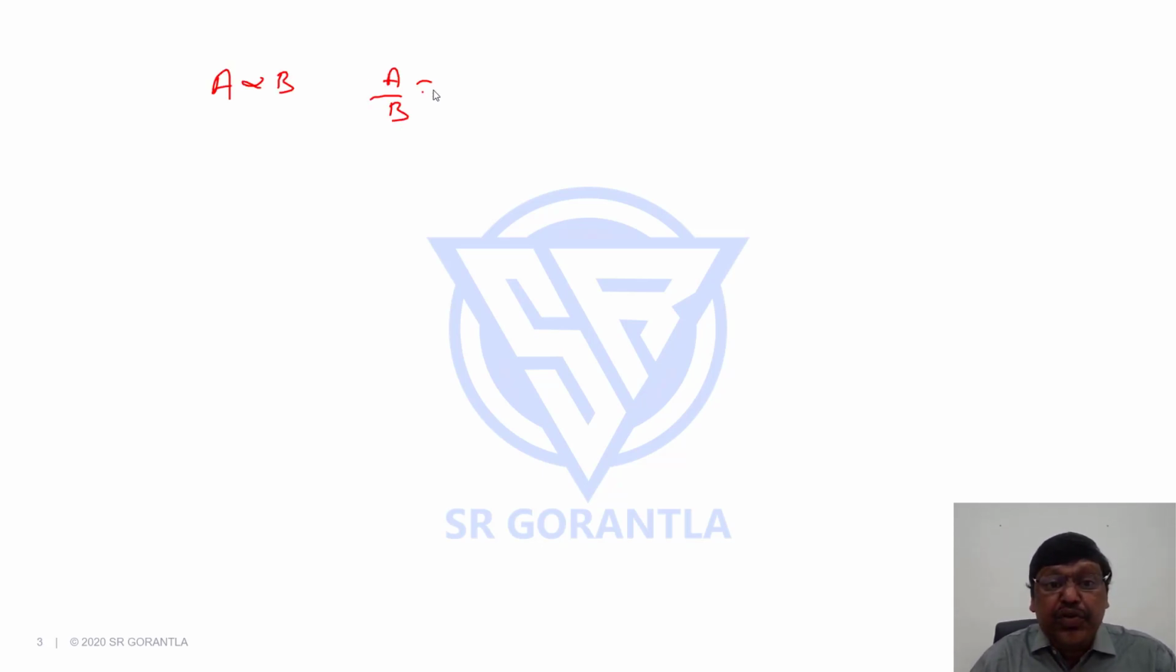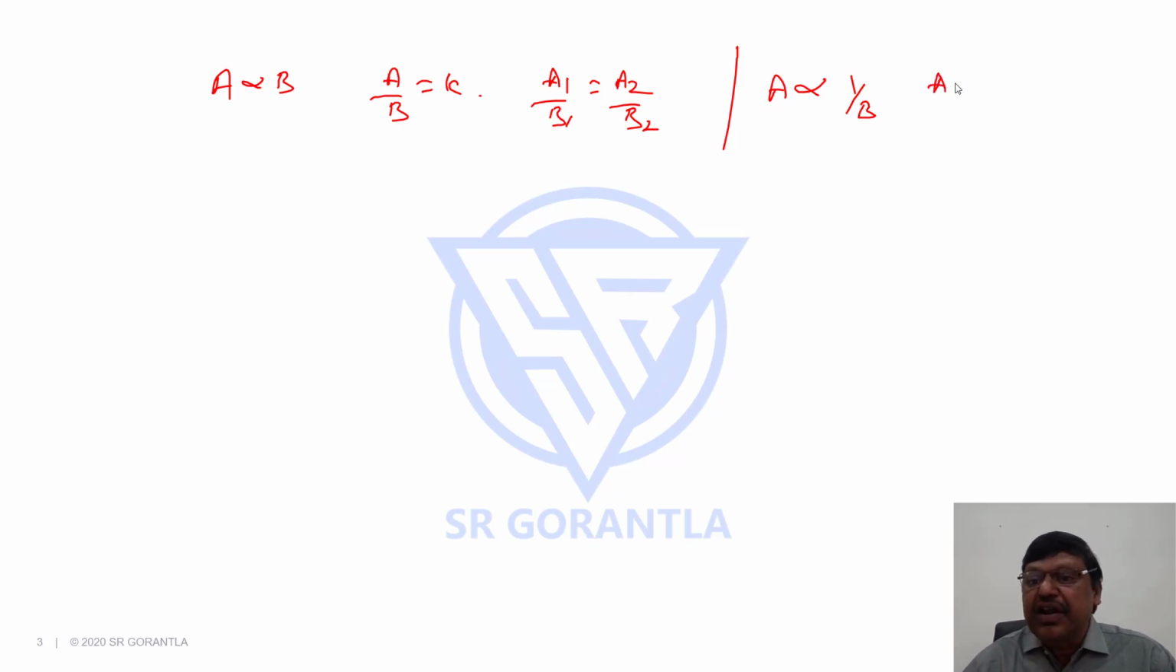A quick review of that concept: if A varies directly with B, A by B, the ratio, is constant. In other words, A1 by B1 equals A2 by B2. If A varies inversely with B, the product is constant, A into B is constant, A1 B1 equals A2 B2. Direct variation, ratio constant. Inverse variation, product is constant.